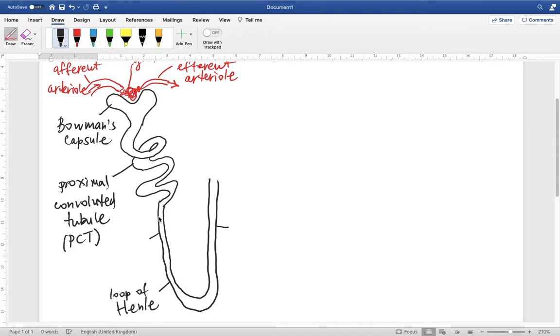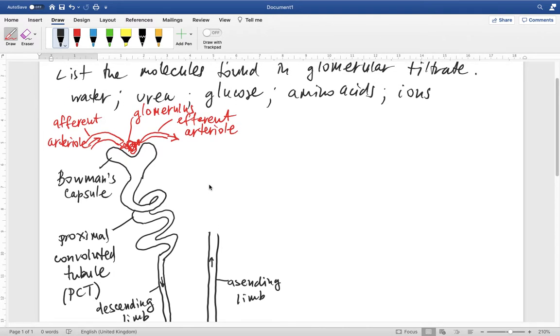So if we now think about which direction this filtrate is traveling, it's going down this way, and it's going up this way, so therefore that bit is going to be the ascending limb, because you're going up, and this one is going to be the descending limb. Descending limb. Okay, but that's not it, because there are further sections to my nephron.